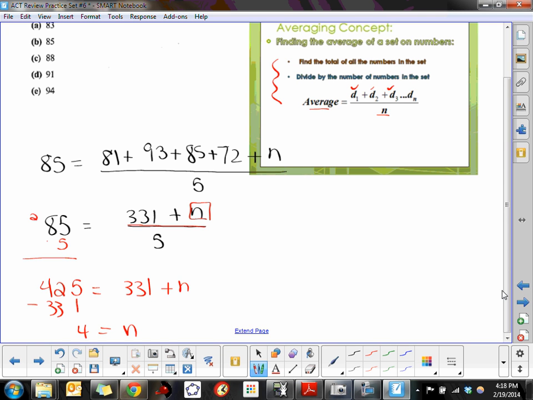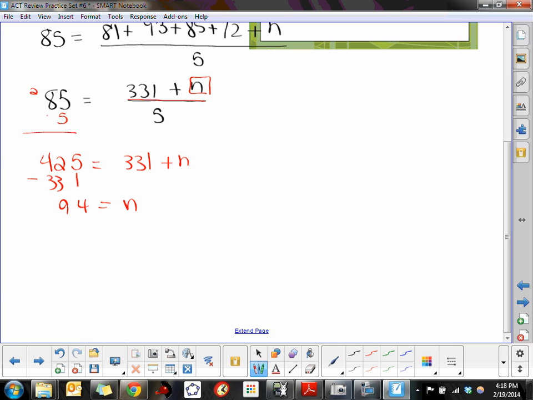So that's a 4, and 12 minus 3 is a 9, so 94. So in his last test, he has to get a 94% in order to average an 85%.